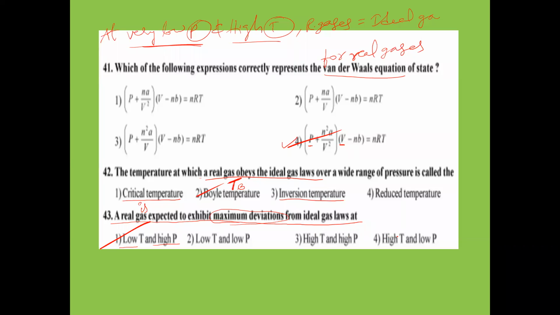If you take high temperature and low pressure, the real gas behaves like an ideal gas, because there are minimum deviations. That's why the real gas behaves like an ideal gas in this condition. But at high pressure and low temperature, there are maximum deviations.